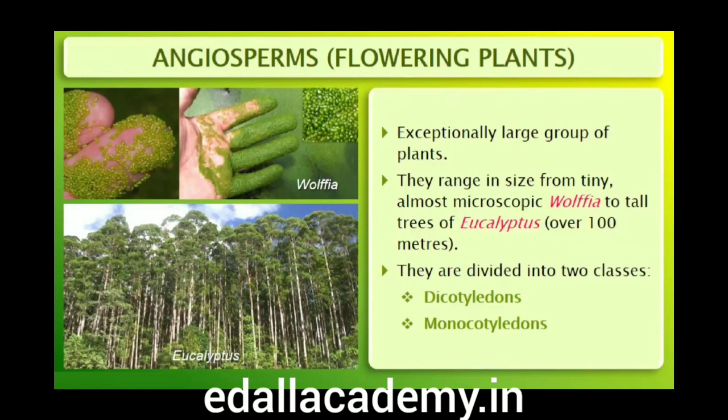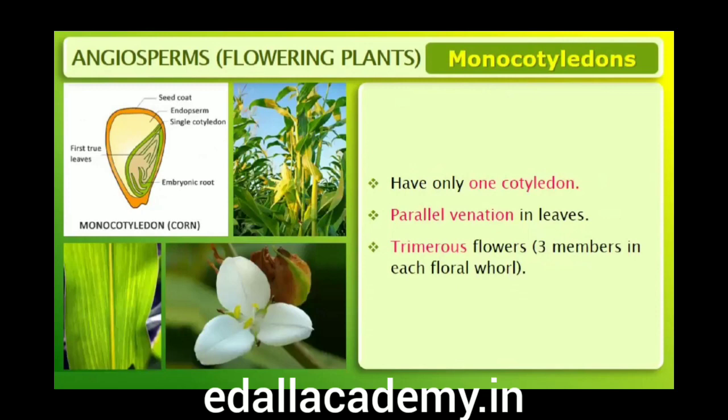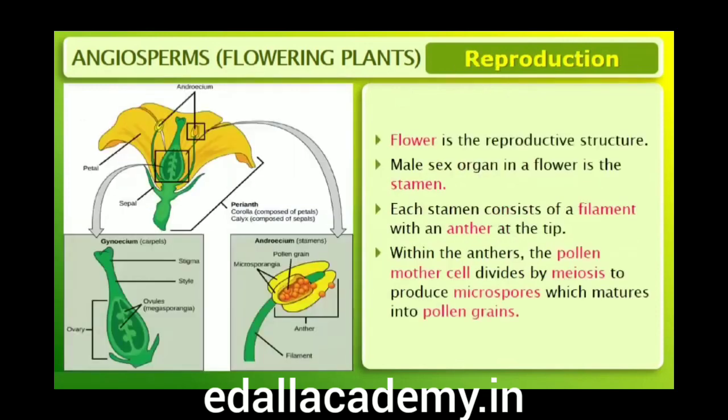They provide us with food, fodder, fuel, medicines and several other commercially important products. They are divided into 2 classes, the dicotyledons and the monocotyledons, figure 3.5. The dicotyledons are characterized by having 2 cotyledons in their seeds while the monocotyledons have only 1. The male sex organ in a flower is the stamen. Each stamen consists of a slender filament with an anther at the tip. The anthers, following meiosis, produce pollen grains.